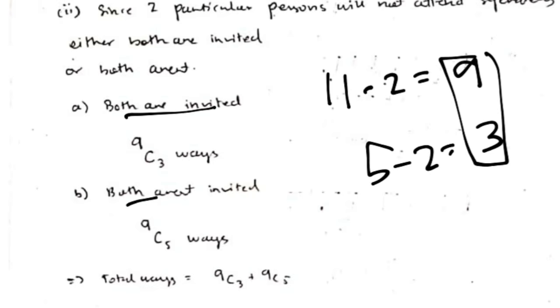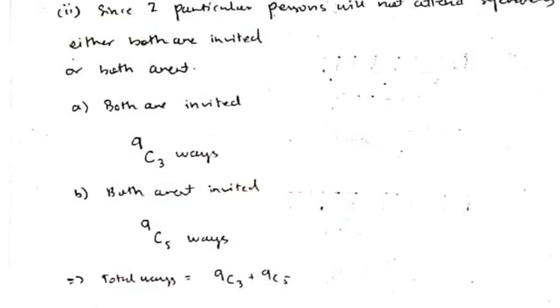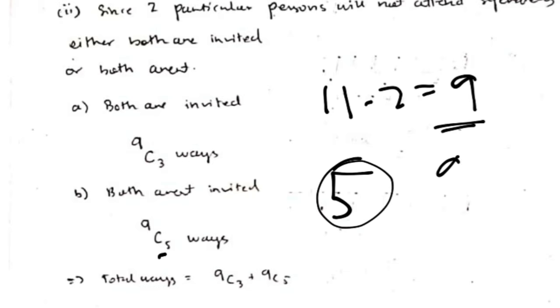In a similar way, if both are not invited, we take 11 minus 2, because both will not attend separately. The total number of people who can be invited is 9, and how many are to be invited for dinner? 5. So 9C5 ways.